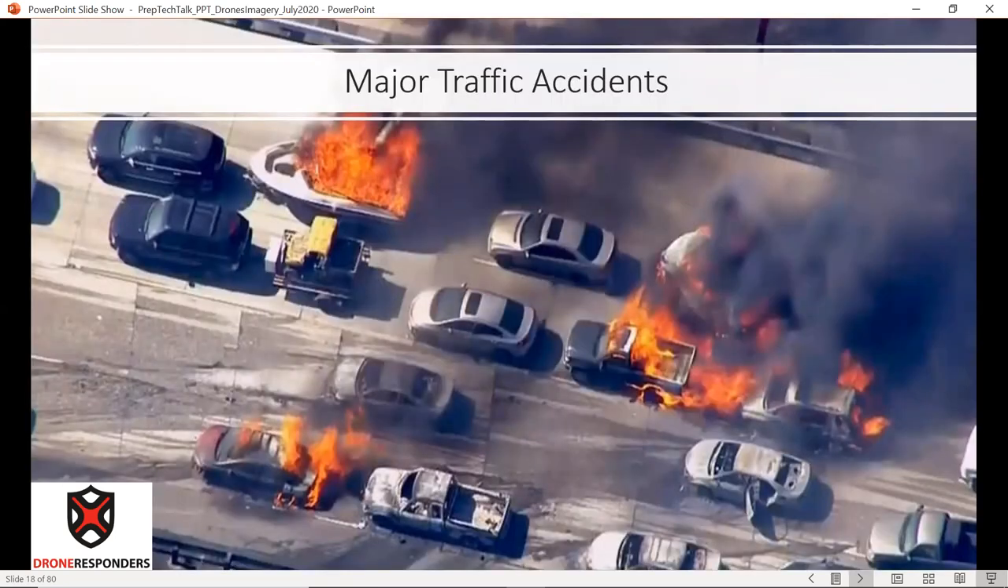Again, when you are responding to an incident like this, might be a traffic or transportation accident on a highway, and you may have limited access to get to it, the drone can provide you with invaluable information as to what you're looking at. And as we like to say in the drone world, it tells you how bad is bad.